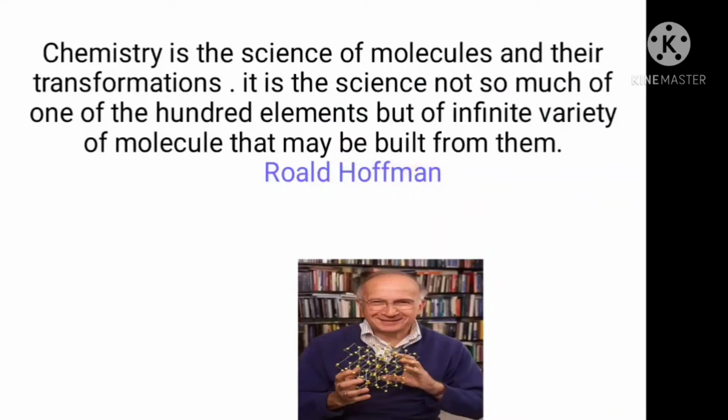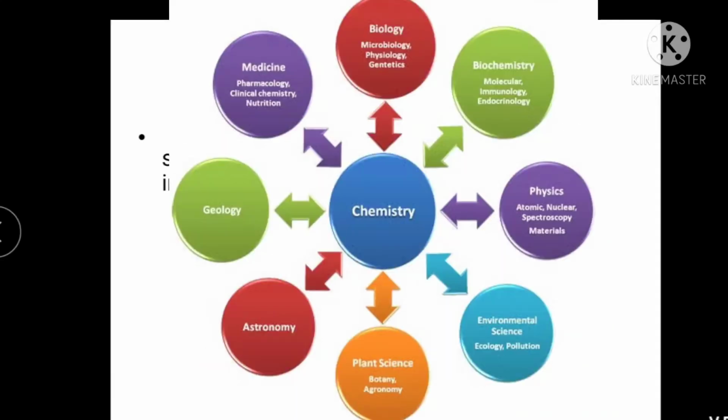According to Roald Hoffmann, a Polish-American theoretical chemist who won the 1981 Nobel Prize in Chemistry, chemistry is the science of molecules and their transformations. And it is the science not so much of one of the 100 elements, but of infinite variety of molecules that may be built from them. Chemistry plays an important role in science and is often intertwined with other branches of science also.